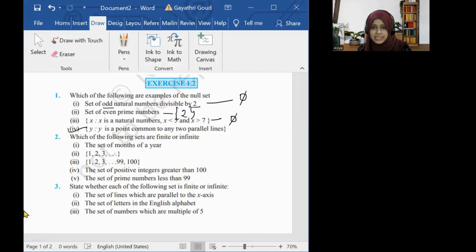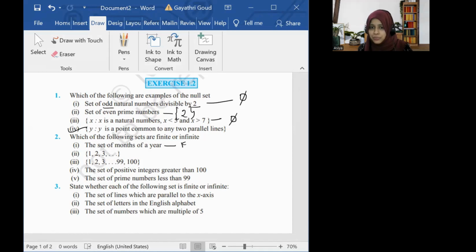Now moving on to the second bit. Let me read it for you. Which of the following sets are finite and infinite? Now we have seen what are finite sets and what are infinite sets. Let us do two problems. Now, the set of months of a year. Can you count the number of months in a year? Yes, there are 12 months in a year. So this is a finite set.